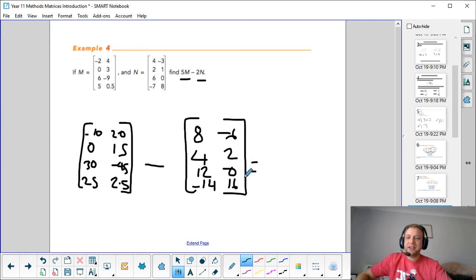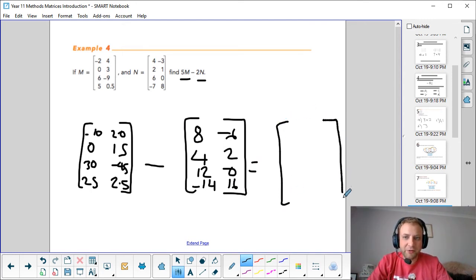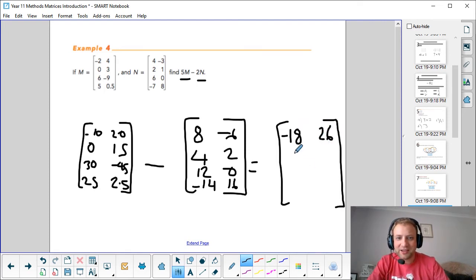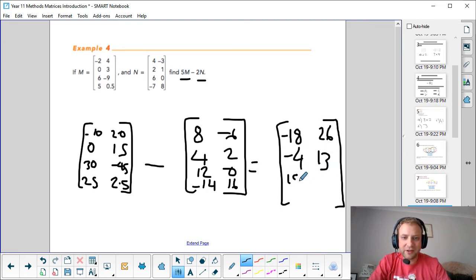And then, of course, we're allowed to subtract these from each other because they are the same size and shape. They've got the same order. They are both 4 by 2 matrices. So we'll go negative 10, take away 8. 20, take negative 6. We get to practice taking a negative, which is plussing. 0, take 4 is negative 4. 15, take 2 is 13. 30, take 12 is 18. Minus 45, take away 0. 25, take minus 14, and 2.5, take away 16.